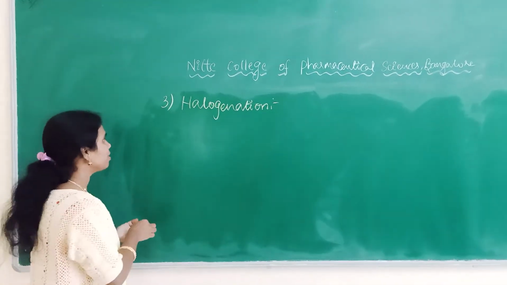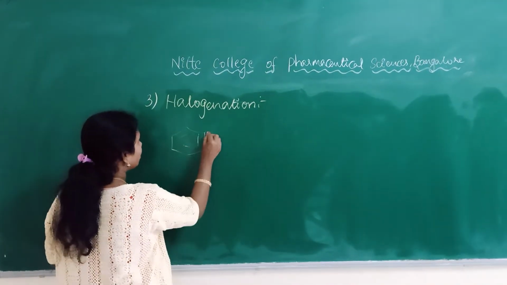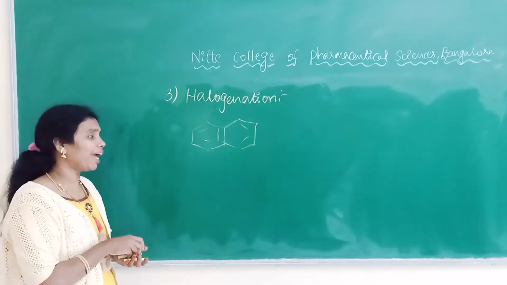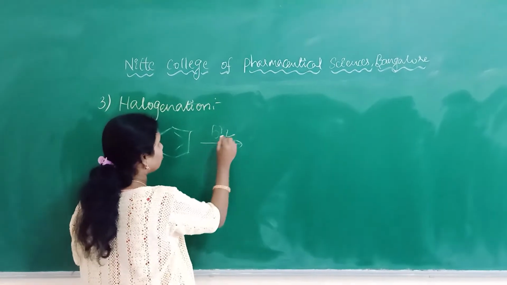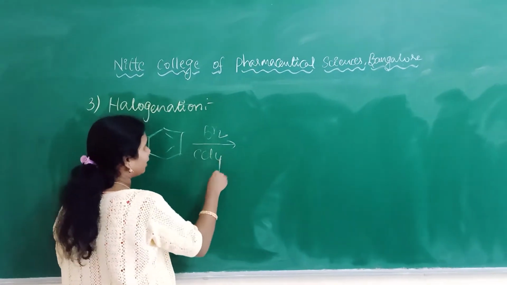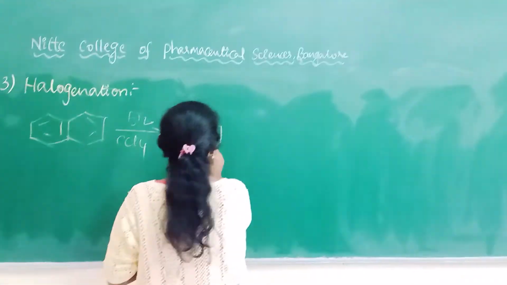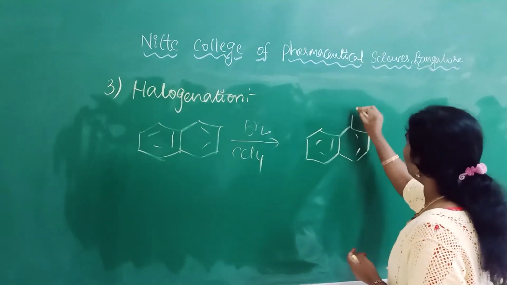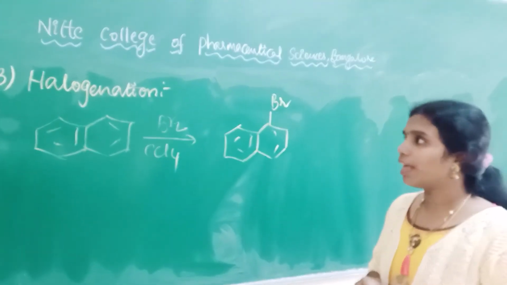The next reaction is halogenation. Naphthalene undergoes halogenation very easily. Halogenation is the fastest reaction. Naphthalene undergoes halogenation in the presence of bromine and carbon tetrachloride. It gives bromonaphthalene. Almost 75% yield will be obtained for bromonaphthalene. So this is called bromonaphthalene.